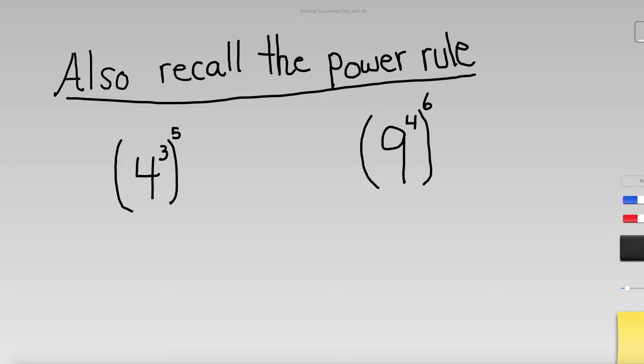It's also important that we remember the power rule. So if we had a power and we were raising it to a power, say we had 4 to the 3rd and we raised it to the 5th, then you would simply take the two exponents and multiply them. So 4 to the 3rd to the 5th would simply become 4 to the 3 times 5, which is simply 4 to the 15th power. And this would simply be 9 to the 4 times 6, or 9 to the 24th.